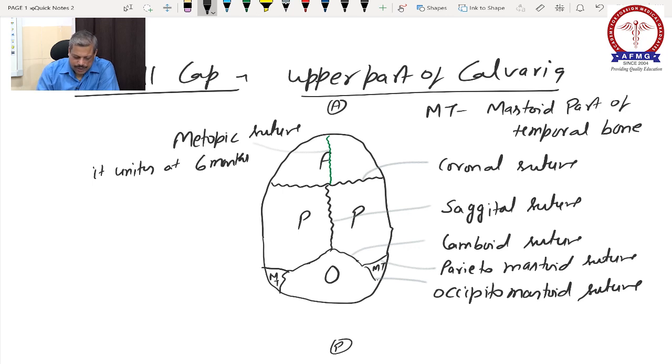Now come back to here. So the coronal suture and the sagittal suture meet with each other anteriorly, and this meeting point is known as the bregma.